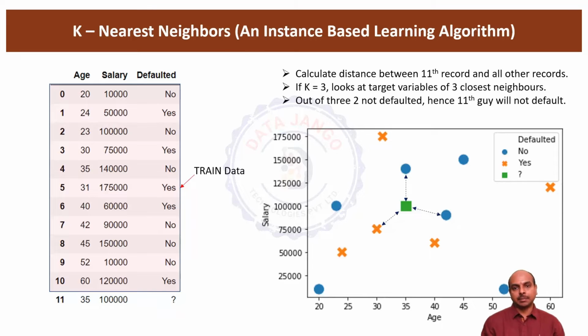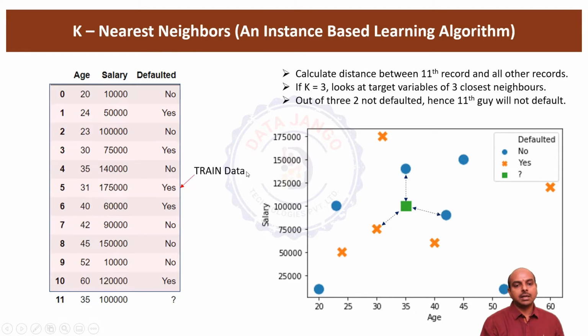But in a regression setup, what it will do is take the closest 3 records and take the average of the target variable and make that the prediction. In a regression setup, the target variable's average is the prediction. In a classification setup, the target variable's flag is the prediction, right? Whichever flag has the highest share among the closest records is the prediction for this particular record. So we understood how the algorithm is working. Let us see how it is calculating the distances.